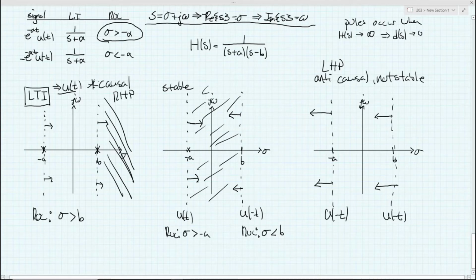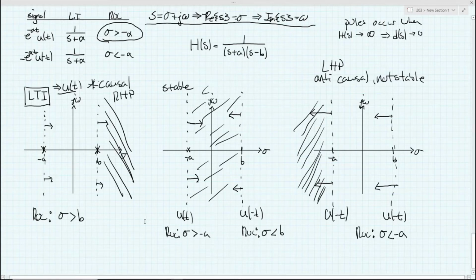And because the region of convergence cannot contain any poles, well, that means that this is our region of convergence out here. So we have a region of convergence of sigma less than negative A. And we could rewrite the region of convergence over here for this one. So let's move this down. Let's move this down, right?